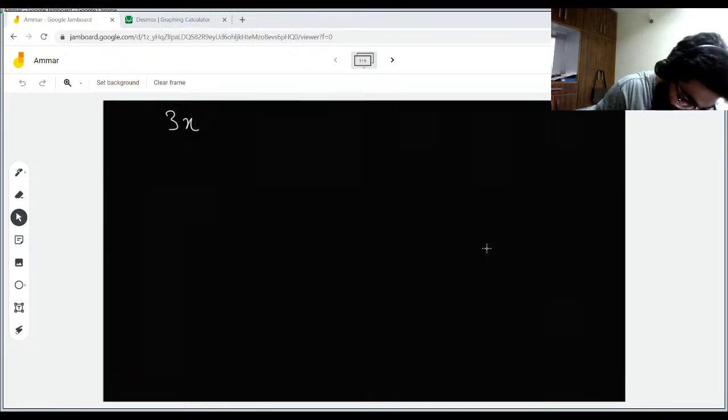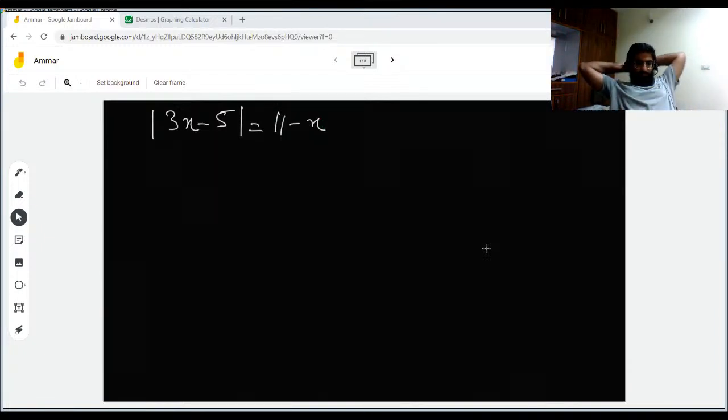3x minus 5 mod, equals 3x plus 5. As soon as I saw these signs, I'm not even joking, it just makes me want to punch someone. You have to draw the graph and reflect the graph of this mod. You get intersection points. You solve the equation once with the positive and once with the negative portion to get the intersection points. That's it. Okay, I'm going to do it.